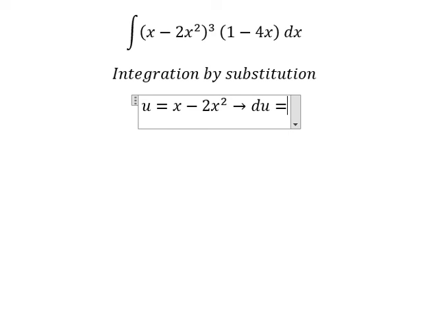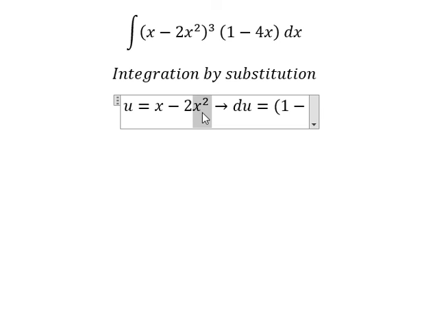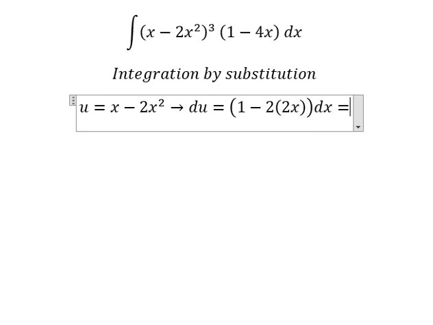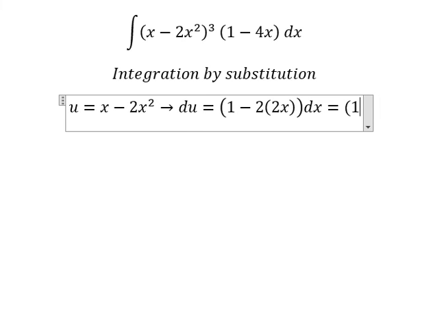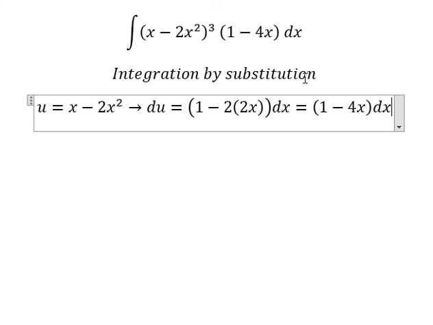Later, we take the first derivative of both sides. The first derivative of x, we have 1. The first derivative of x squared, we have 2x. This one we have 1 minus 4x dx.